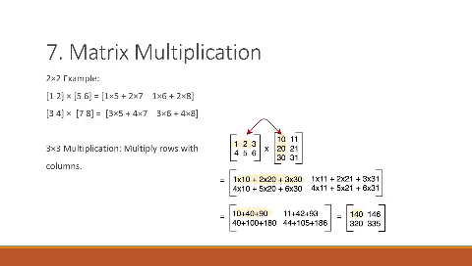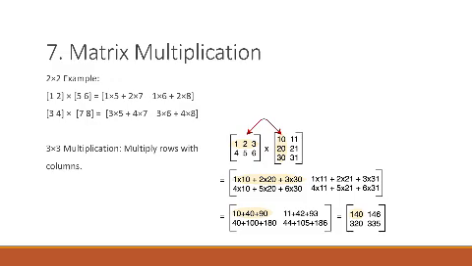Matrix multiplication. Matrix multiplication is the process of multiplying two matrices to get a new matrix. Condition: if A is of size m × n and B is of size n × p, the number of columns of A must equal the number of rows of B. The resulting matrix C = AB will be of size m × p.